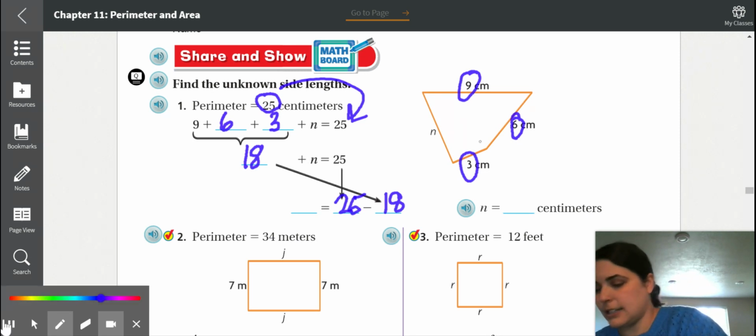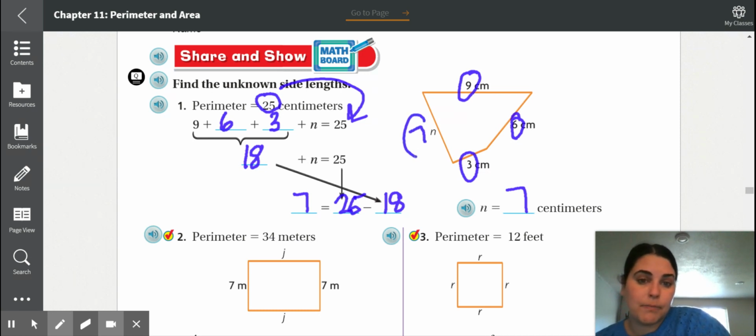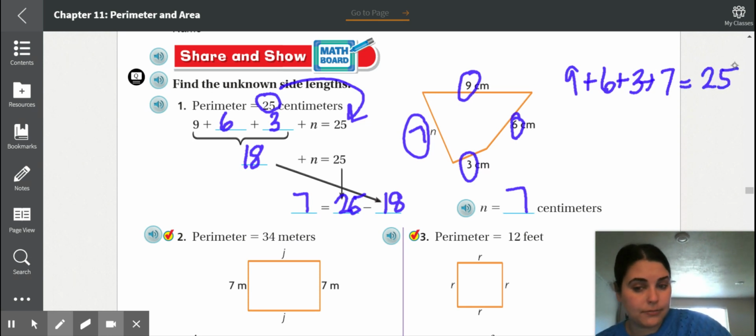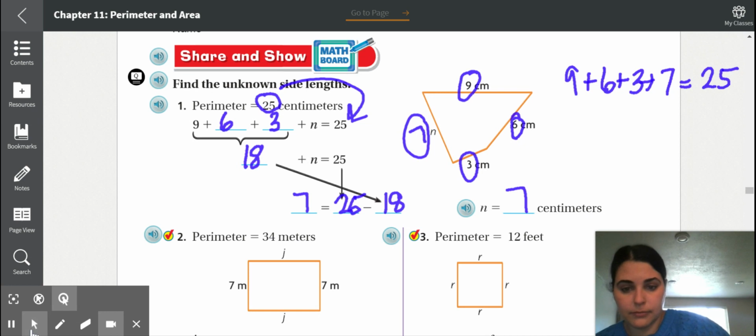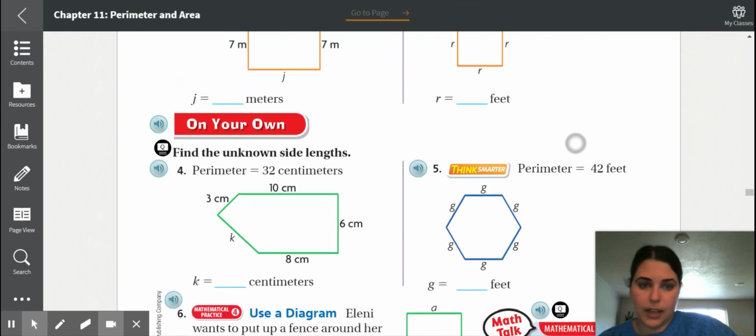Okay, if you said 7, that's correct. 25 minus 18 is 7, so we know that n will equal 7. Okay, so if we add 9 plus 6 plus 3 plus 7, it will equal 25.